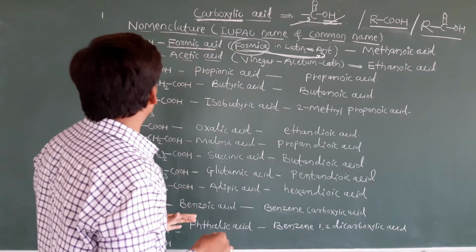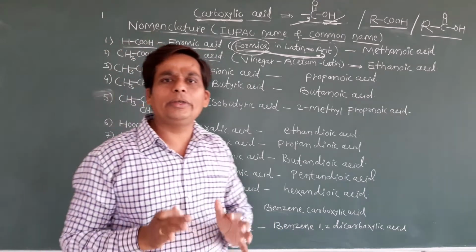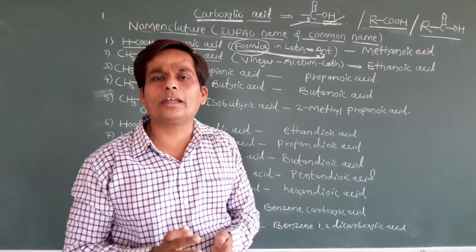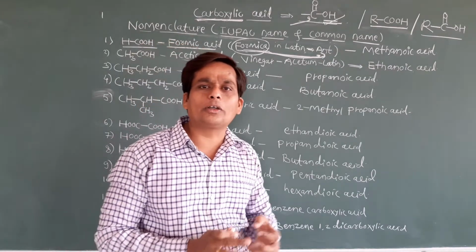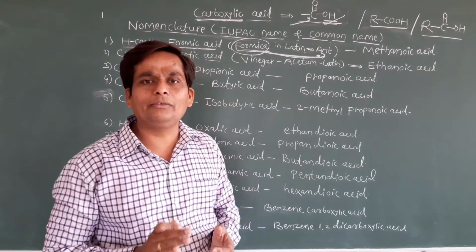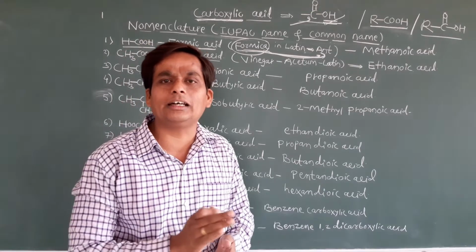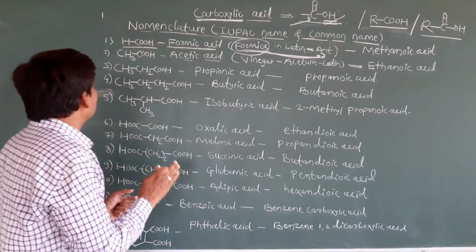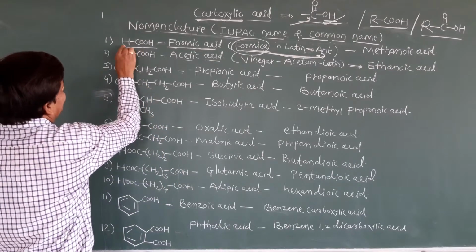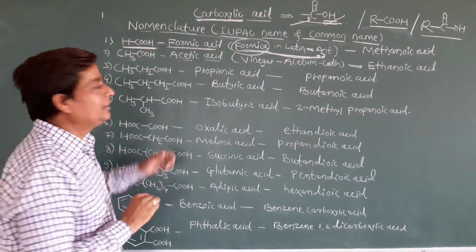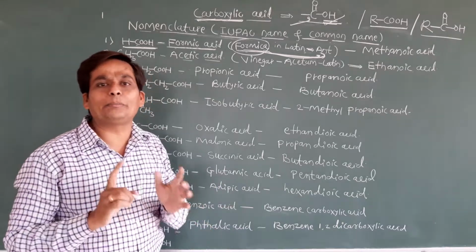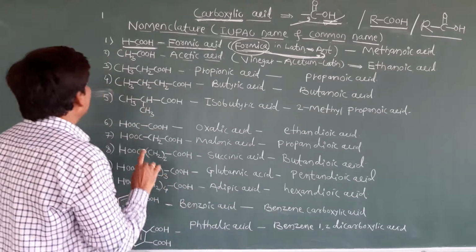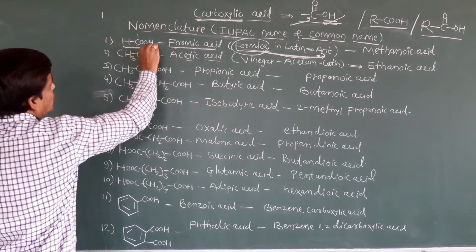And what is the IUPAC name? Very easy students. When you give the IUPAC name of any organic compound, you have to select the longest continuous chain. And when you start the numbering, you should check where the functional group is attached. You start the numbering from there only. So in this formic acid, how many carbons are present? Only one carbon. We have to consider it the parent alkane, meaning methane. One carbon is there and the carboxylic group is there.